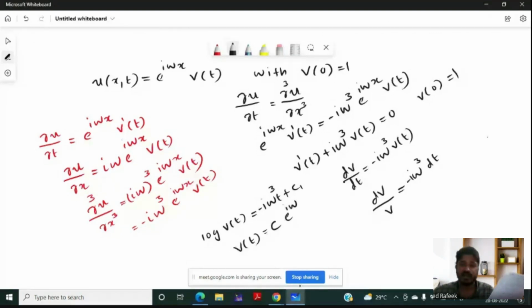Using v of 0 equal to 1, your v of t becomes e raised to minus i omega cube t. That is v of t. So now you have your u of x comma t.